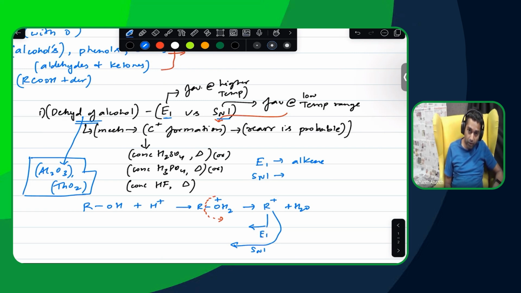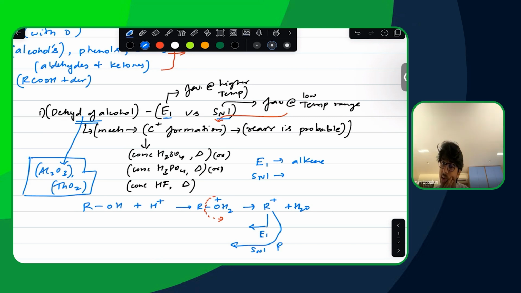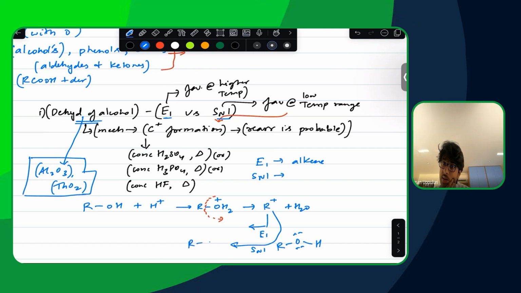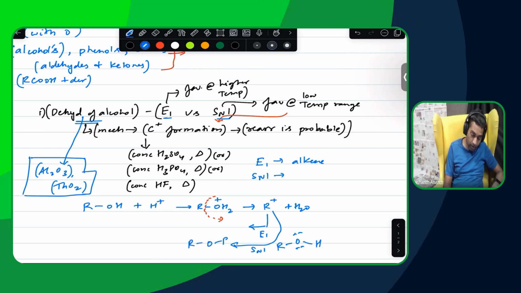Another molecule of ROH. Correct? RO will come, oxygen has. So what do I get? Ether. Yes. So SN1 gives you ether. This is a reaction which you will be seeing in alcohols, which will also be a preparation for ether.